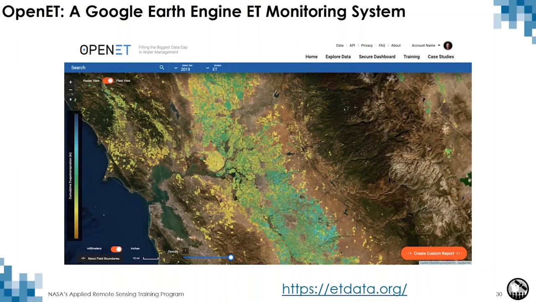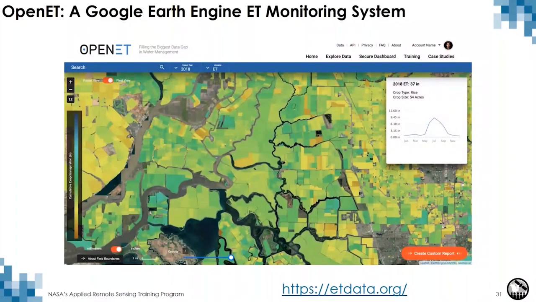And I'll just walk you through some examples of having essentially a cloud-based platform where a stakeholder can go in and interrogate water use using a number of different methods at these field scales, and produce reports and have an understanding of the water use of different crops in the Western US.